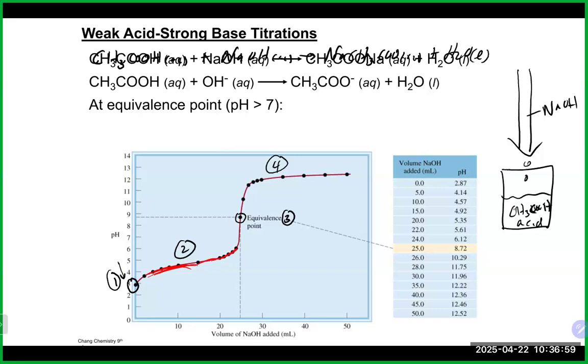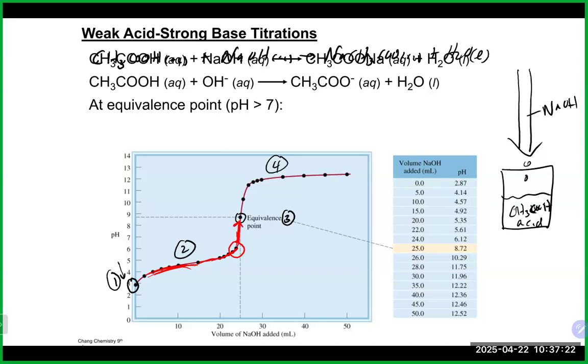And that is also based on what we were talking about with buffers, which is they have a certain capacity, right? Essentially in this case, you're continuously adding base, which is going to use up the acid part of the buffer, right? And then at some point, you're going to blow right through that buffer you made, and you're going to see that big jump in pH to the equivalence point.